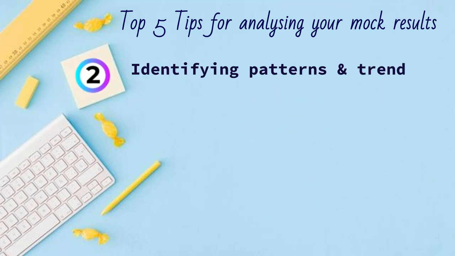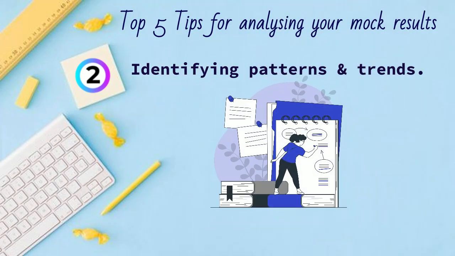Second, identify the patterns and trends in your mock papers. This is a crucial step in improving your performance for the final exams. It's not just about seeing what went wrong, but understanding why it went wrong and whether there are common themes in the mistakes you're making. For instance, are you consistently losing marks on specific topics, or is it a certain type of question that's tripping you up? Maybe you struggle more with essays because of structuring your argument, or you're finding multiple choice questions tricky because you're second-guessing yourself.